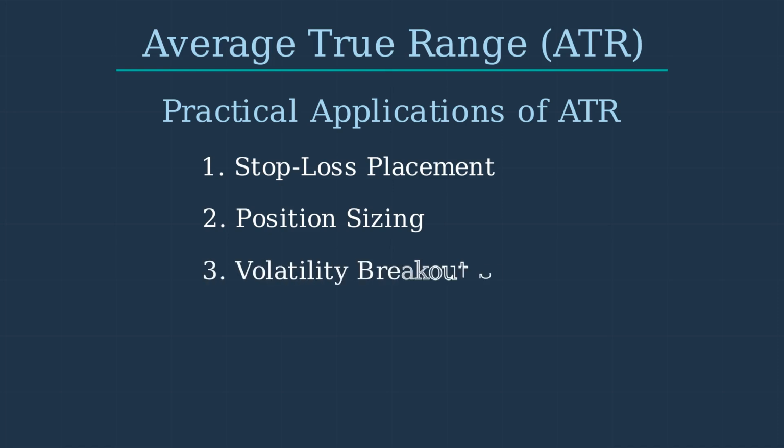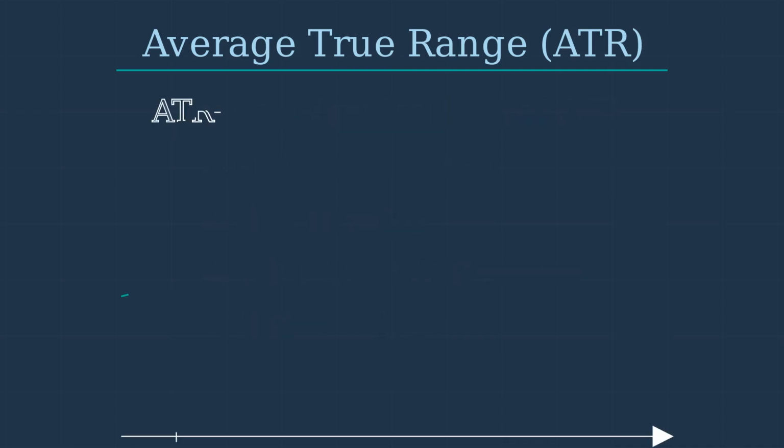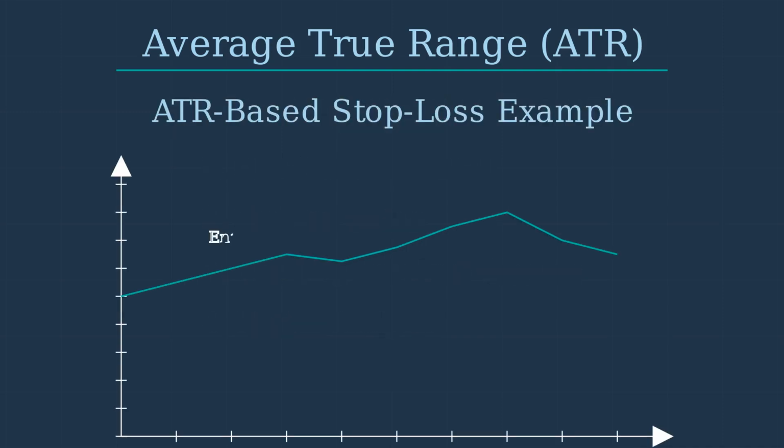Third, traders use ATR in volatility breakout systems, where entries are triggered when price moves a certain multiple of the ATR from a reference point. Finally, ATR provides valuable context for overall market analysis, helping traders distinguish between low and high volatility conditions. Let's look at a practical example of using ATR for stop-loss placement.